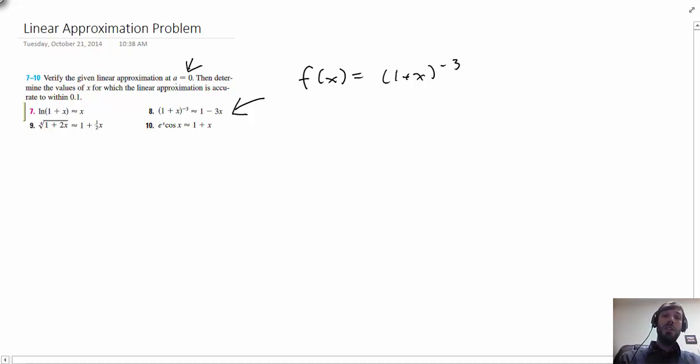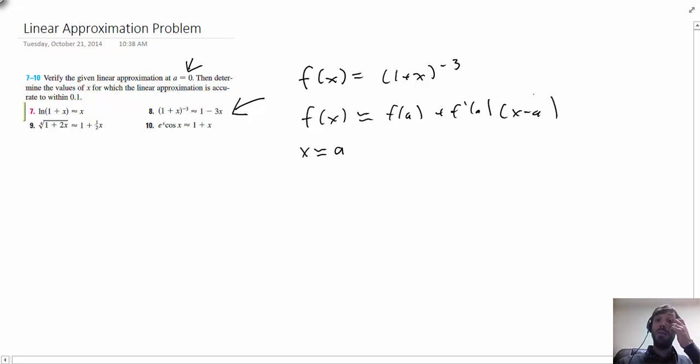Okay. So in class, we derived a formula for doing that, which said that as long as I take a point which is close to the reference point, the value of the function will be approximately the value at a plus the slope times the change in x, right? In fact, we derived this formula by looking at the equation of the tangent line at a, f of a. So in our problem here, our function f of x is 1 plus x to the negative 3.